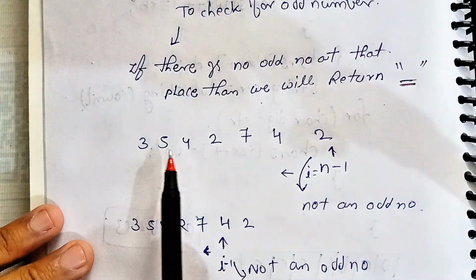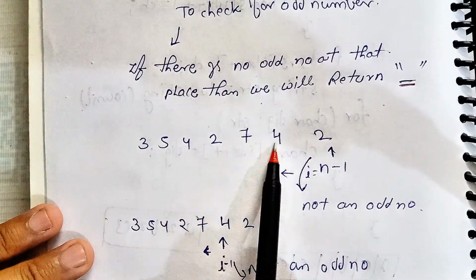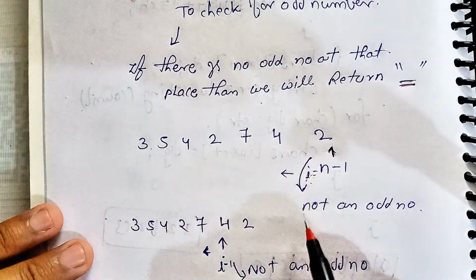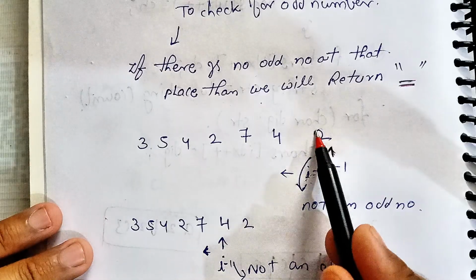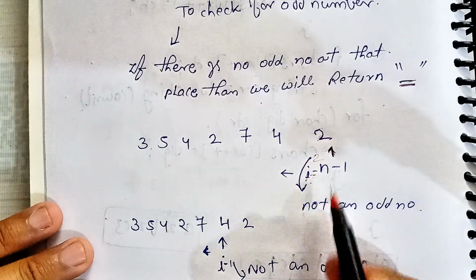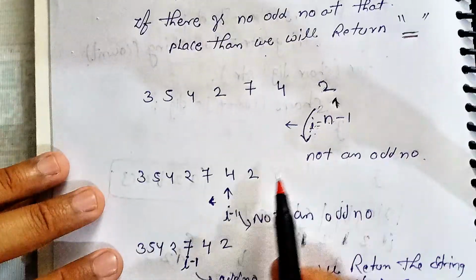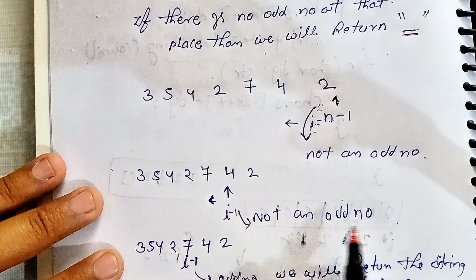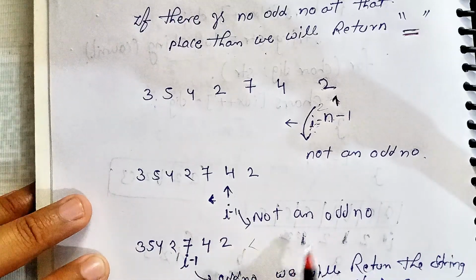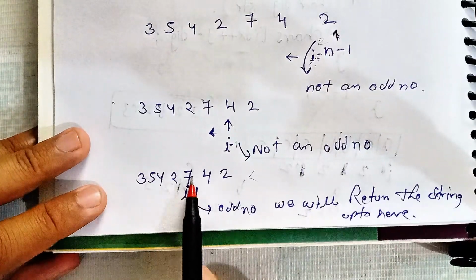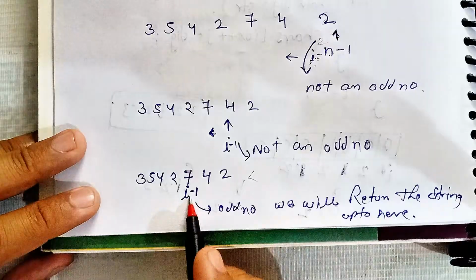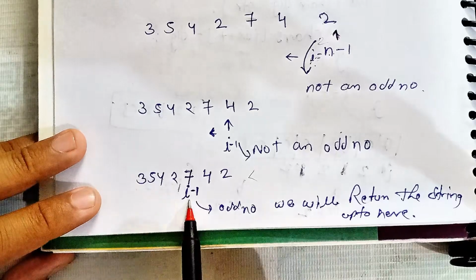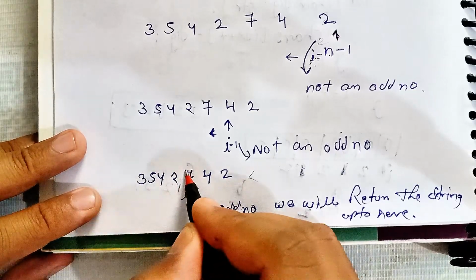So here I have taken one example, which is 3542742. We start from the last index, n minus 1, which is i equals n minus 1. Here this is not an odd number, it is divisible by 2. Then we move towards the left side and check, is this an odd number? No, this is divisible by 2, so it is not odd. We again move towards the left side. Here we have 35427. Here comes 7, which is not divisible by 2, means it is an odd number. We will return the string up to here, from the 0th index till i.